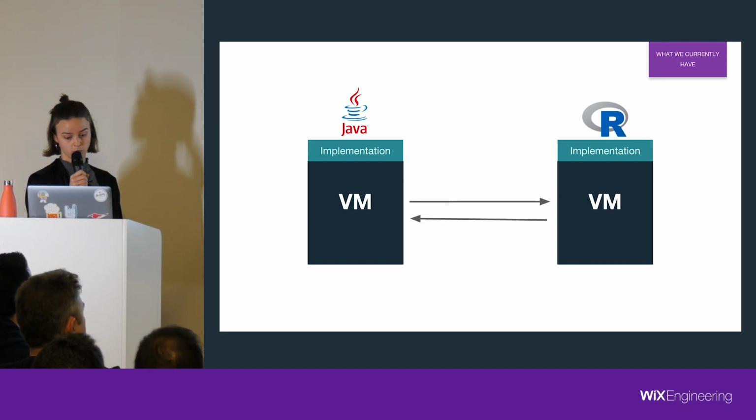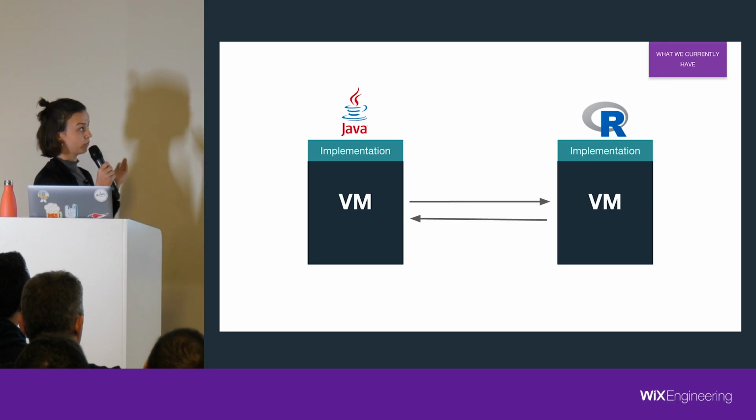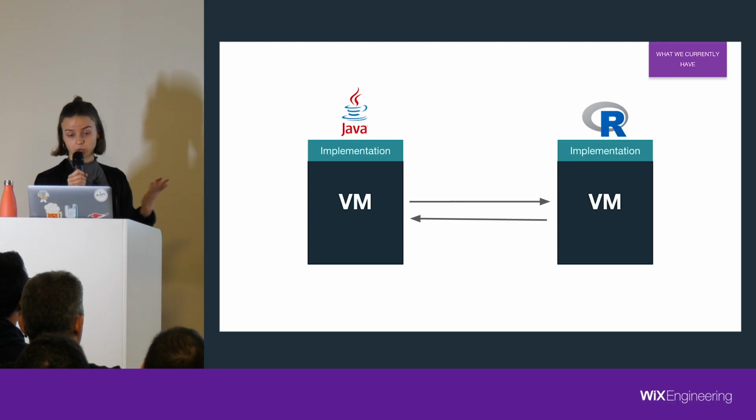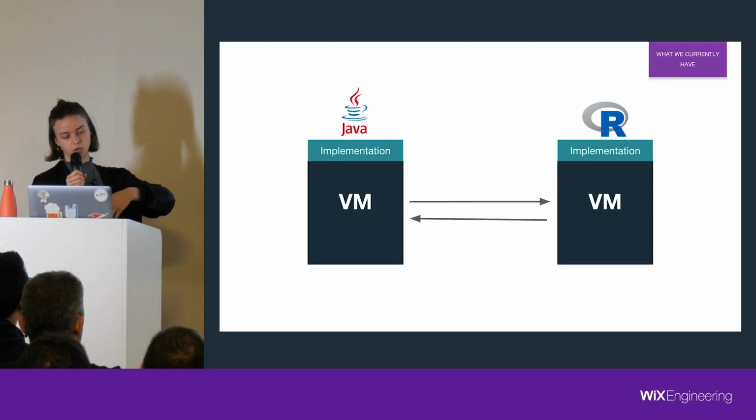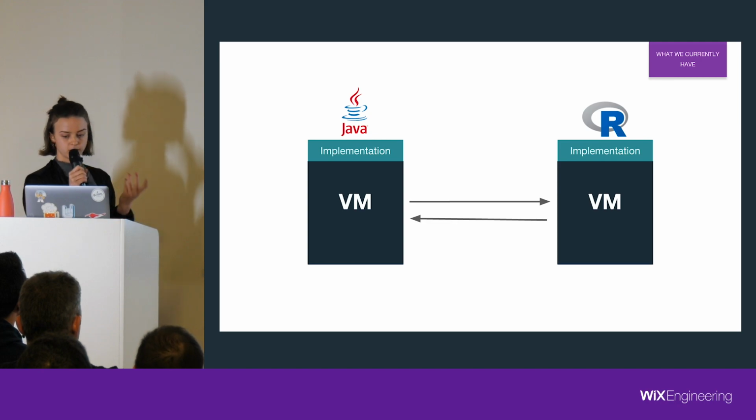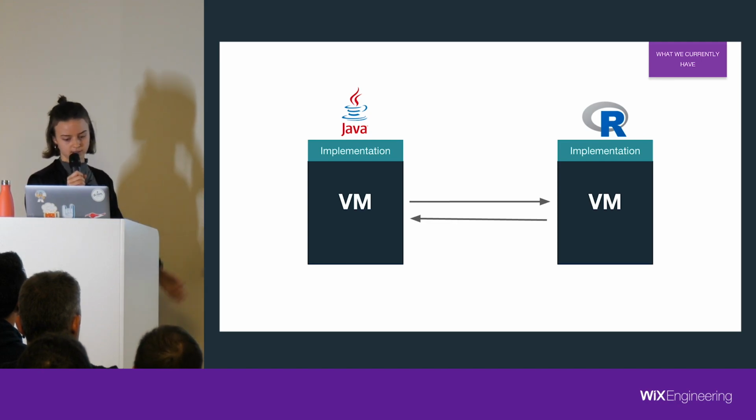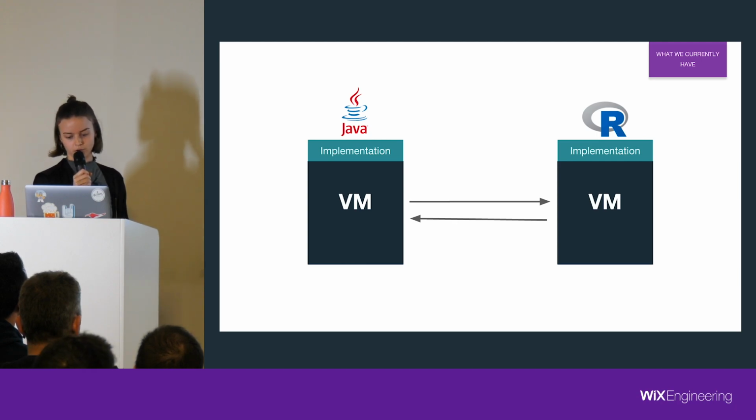If, for example, we want to call R code from our Java application, we have these languages implemented on different virtual machines, and to go from Java to R, we will have to leave our virtual machine, go to the other one, and then go back. And this is obviously a very, very costly operation. You would have to go through some kind of pipe or some kind of REST interface, and then the data and stuff. It's a lot of work.